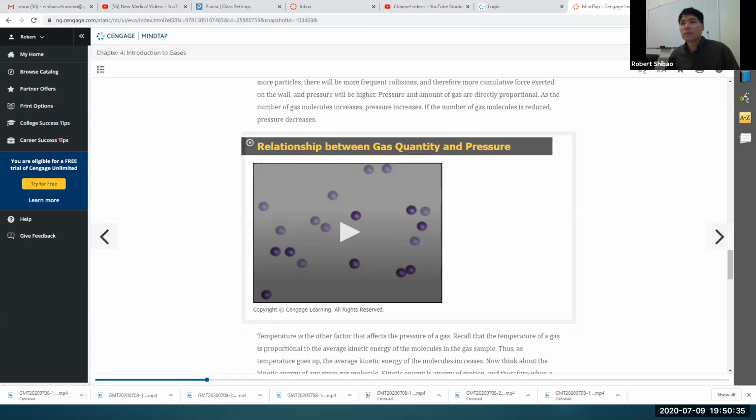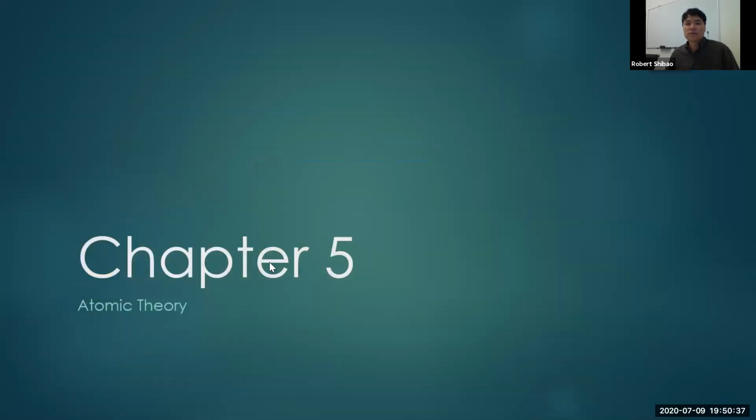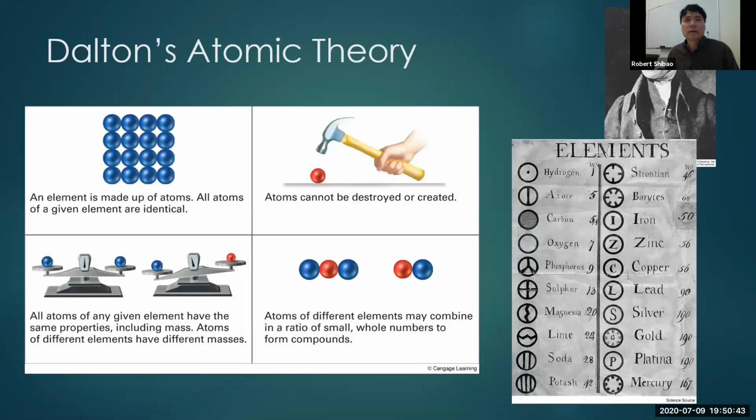Let's go back to the PowerPoint. So we're doing chapter 5 next. Chapter 5 deals with atomic theory. We talked about atoms already. We talked about Dalton's atomic theory. Where did Dalton's atomic theory come from? The theory is ultimately what we want, because the theory, like I try to minimize how much memorization I have to do.